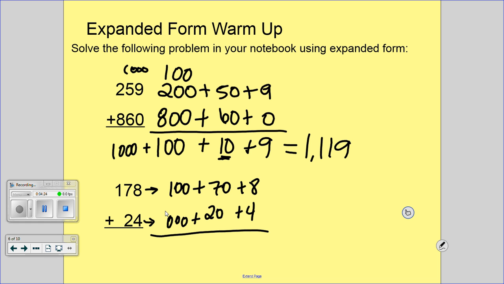All right, let's start with my ones. 8 plus 4 is going to be what, Madeline? 12. Yikes. What is yikes about this, Madeline? You can't have a 10 in my ones place. Love it. We can't have a 10 in my ones place. So where's my 10 got to go? To the tens.